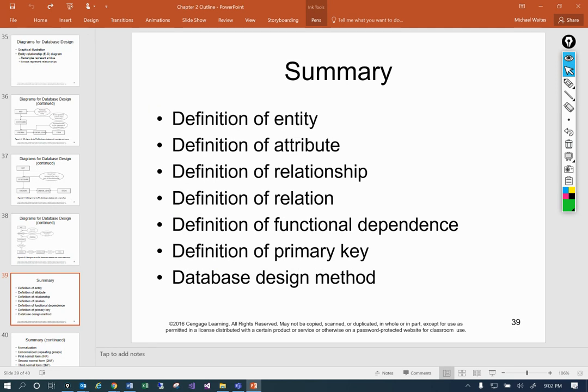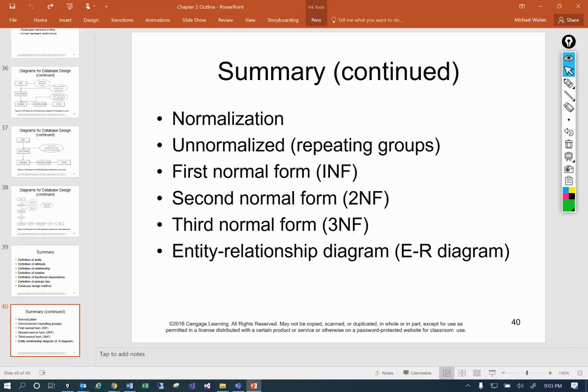So we did a bunch of stuff. We defined entity. We defined what an attribute is and the relationship and what a relation is. What is a relation? It's a table. Functional dependency, that's that funky little arrow that we talked about. The primary key, which goes kind of hand in hand with functional dependency. We talked about the 6 steps of the design method. The hard part for the homework usually is this normalization. What does it mean to be unnormalized? Your first normal form, your second normal form, and your third normal form.